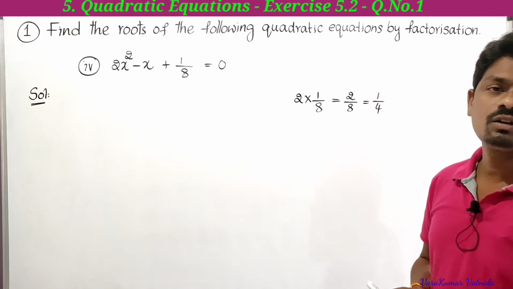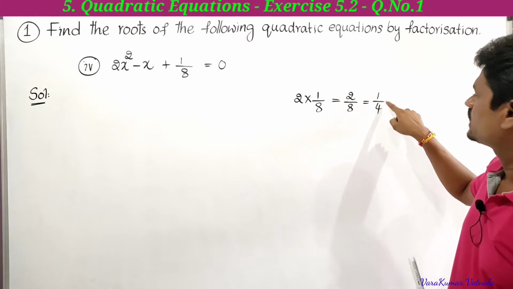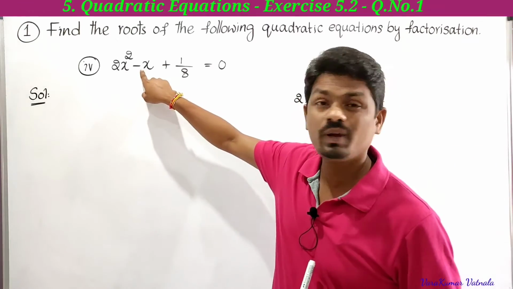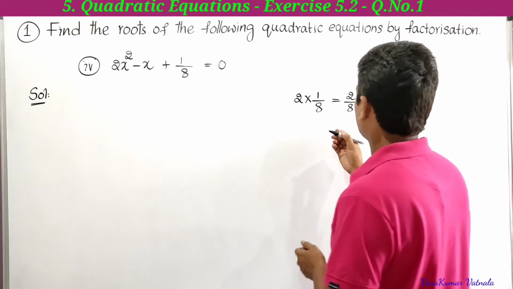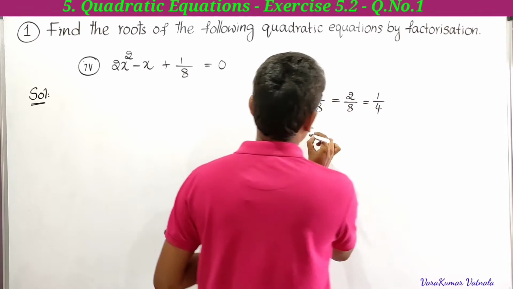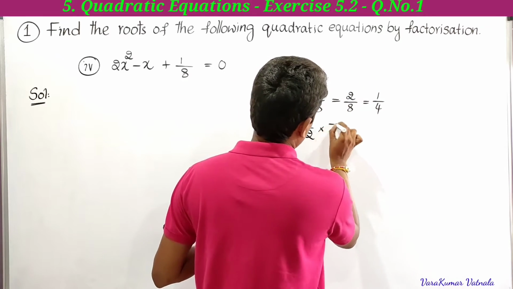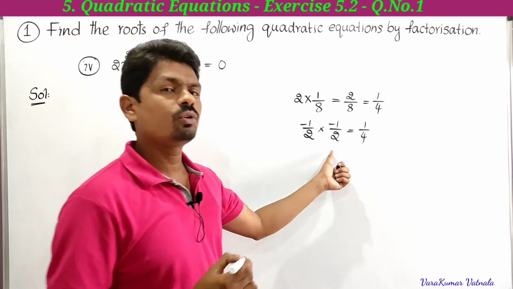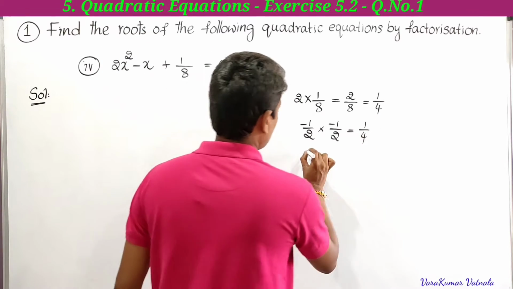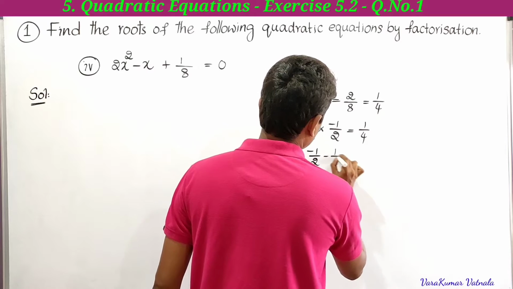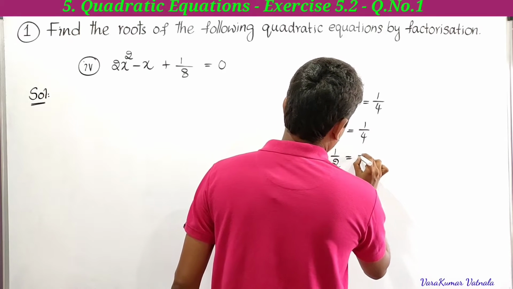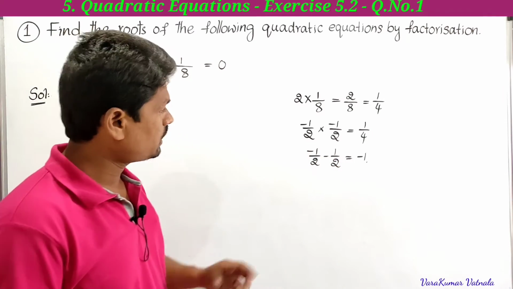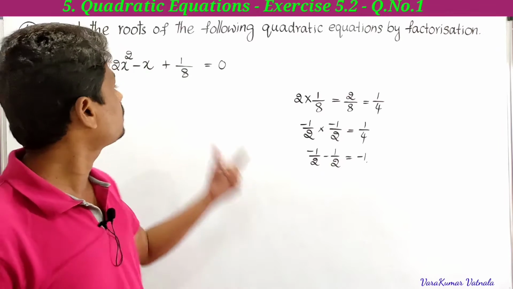So cancel by 2, we can get 1 by 4. Now I have to select factors for 1 by 4. Their product should be 1 by 4 and sum should be minus 1. So I am taking minus 1 by 2 into minus 1 by 2, which is equal to plus 1 by 4. Here minus 1 by 2 and minus 1 by 2 add up to minus 1. It is minus 2 divided by 2, we get minus 1. So minus 1 by 2 and minus 1 by 2 are the factors.